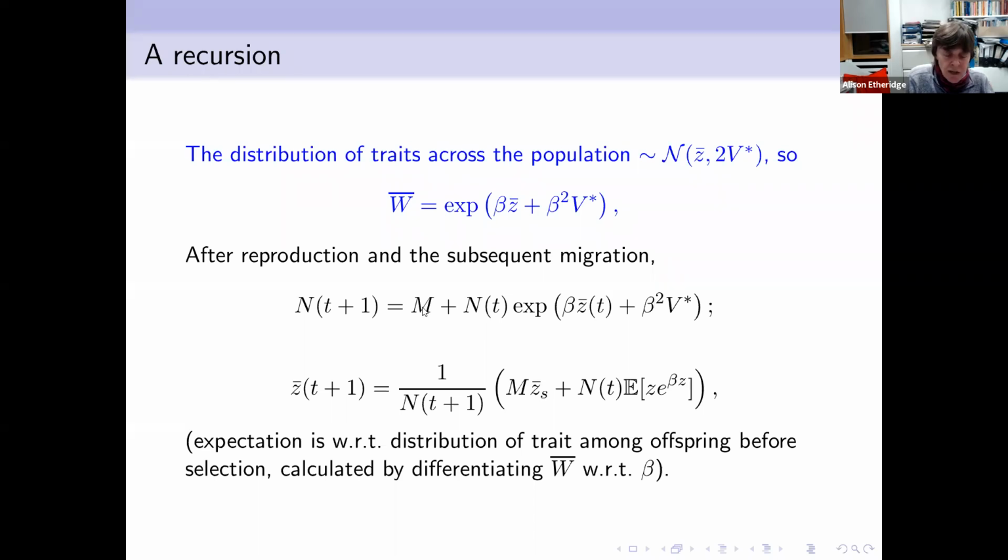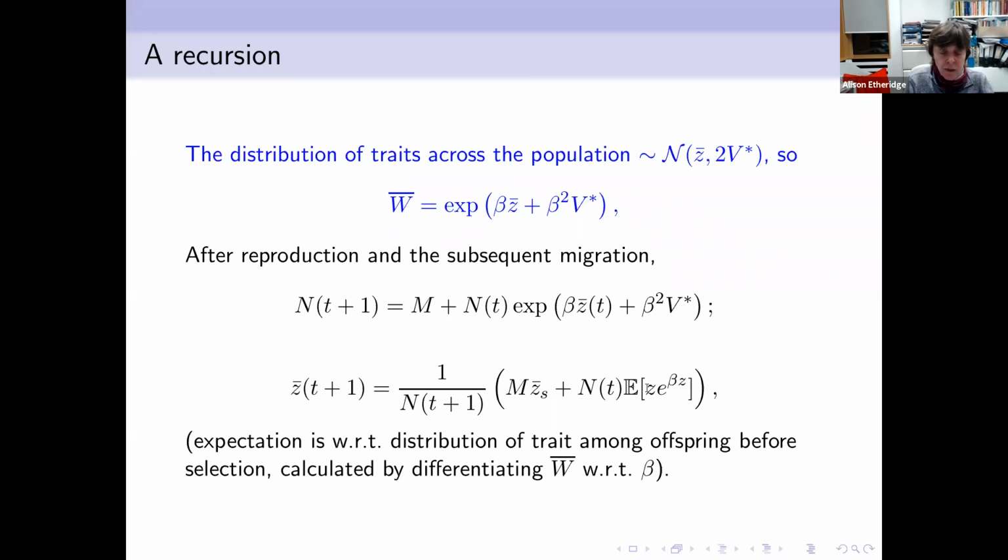Now, what happens to the mean trait value? I've got to be a bit more careful here because the mean trait value is going to be biased. It's sort of a size bias pick from the parental trait values. So this is just normalizing by the total population size in generation T plus 1. If I look at the migrants, they've all got mean trait value ZS bar. So that's this term. And here, what I'm really seeing is the mean trait value among offspring of individuals who already lived on the island.